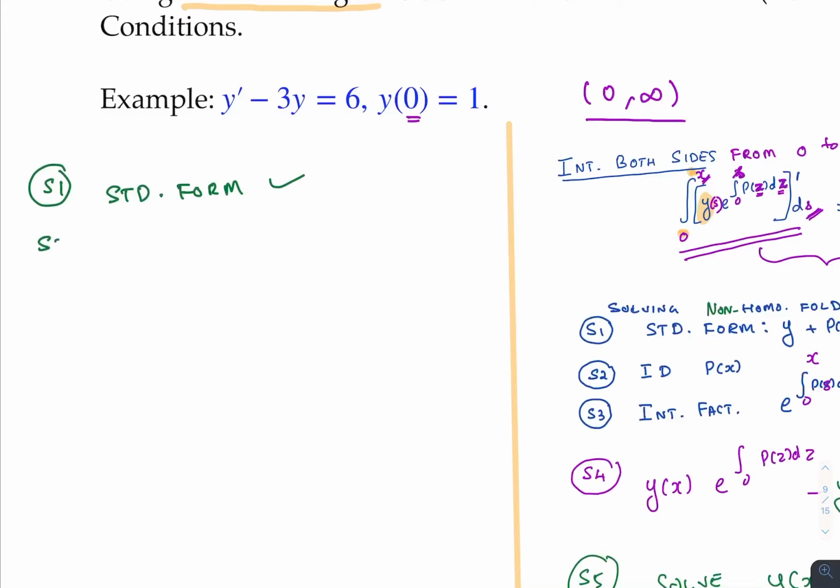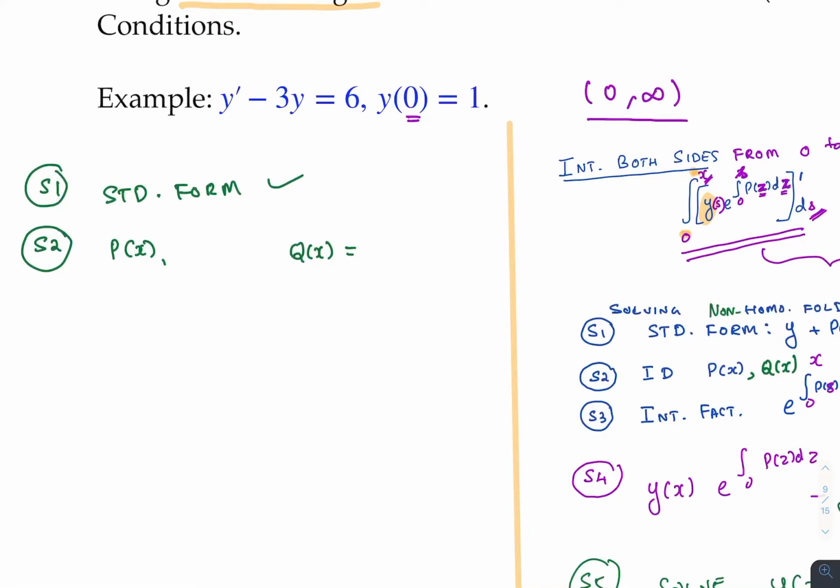Step 2 is identifying p of x and q of x. In this case, p of x is -3, and q of x is +6.